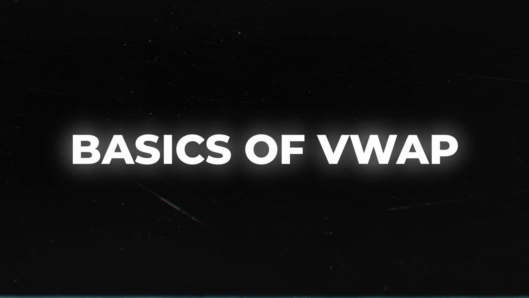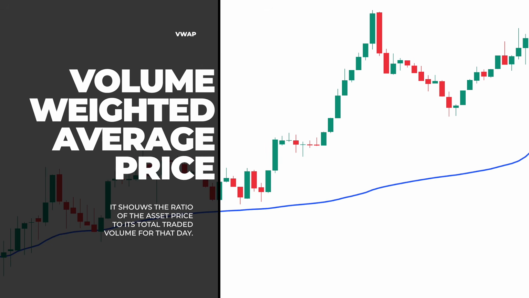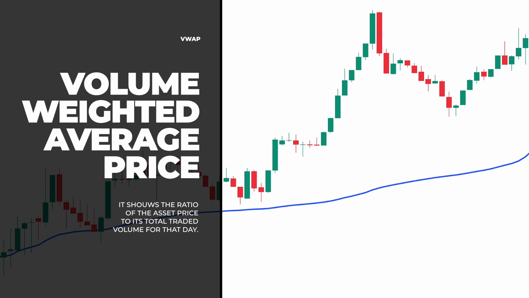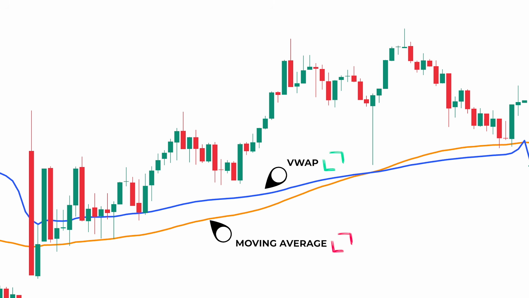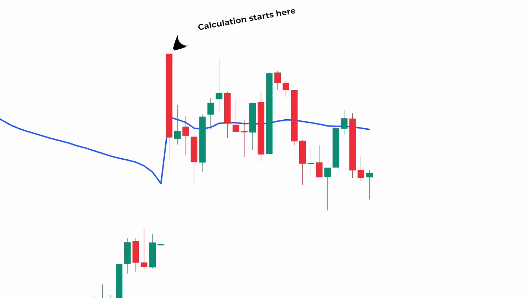Basics of VWAP. VWAP stands for Volume Weighted Average Price. In simple terms, it shows the ratio of the asset price to its total traded volume for that particular day. The VWAP can look similar to a moving average, but the fact that it uses volume in its calculation makes it even better. The VWAP starts its calculation each day from the open.